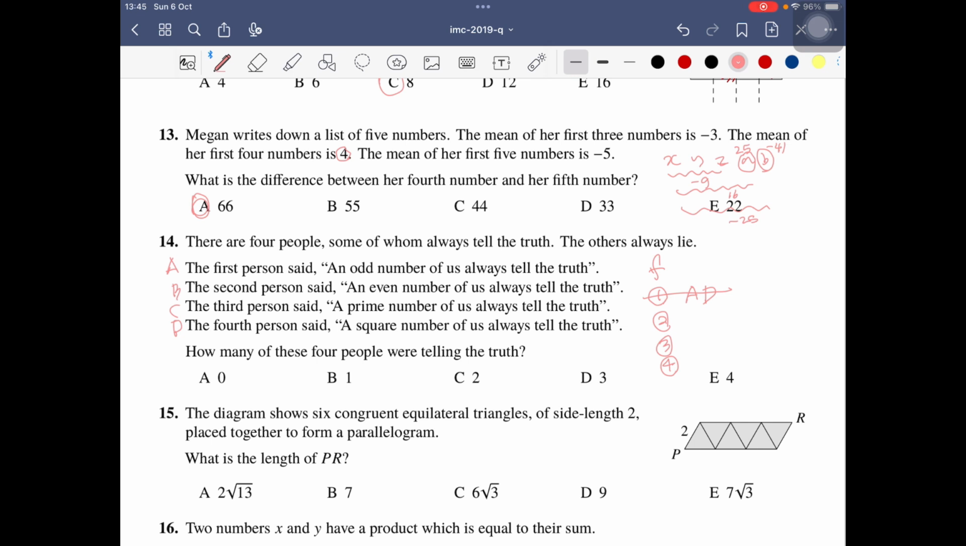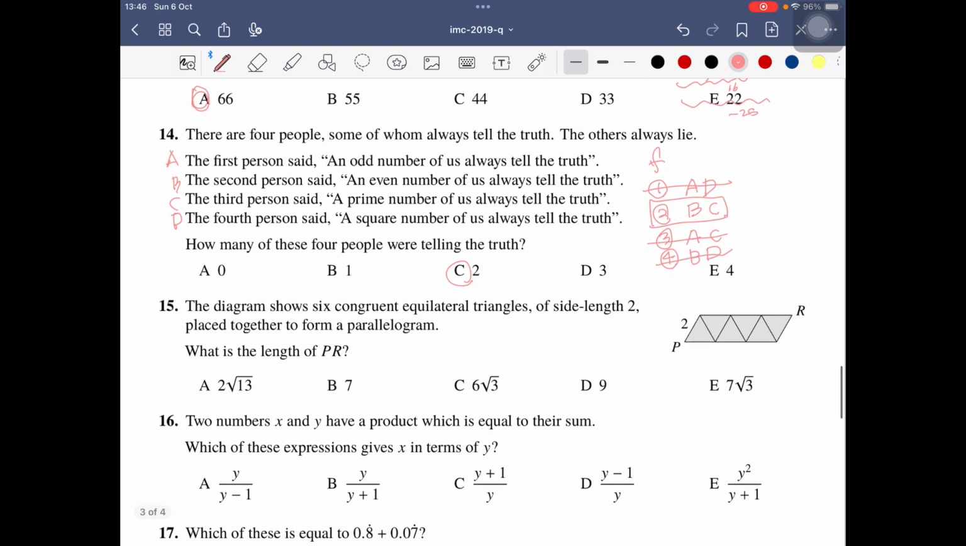So if there are 2 people who tell the truth, then odd number is not, even number, yeah, it is true. Prime number is true, square number, no, it's not. So maybe 2 can be the number. And 3, let's say odd number can be the truth. Even, no, prime number, yes, square number, no. So this cannot be the truth. 4: not odd, even number, and not prime number, square number. But it is not 4, so this cannot be. So maybe 2 people are telling the truth.